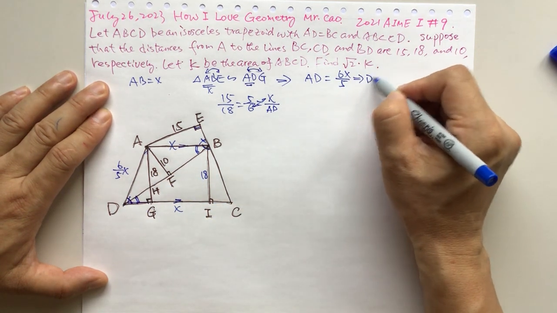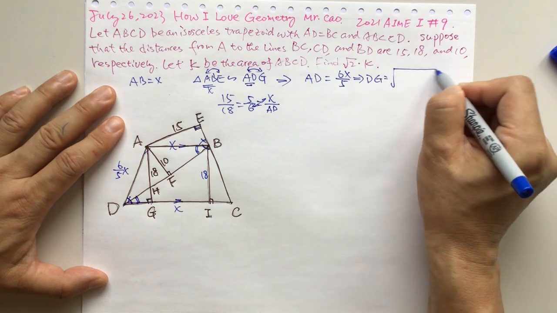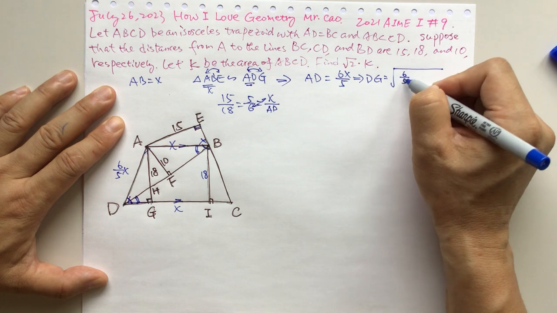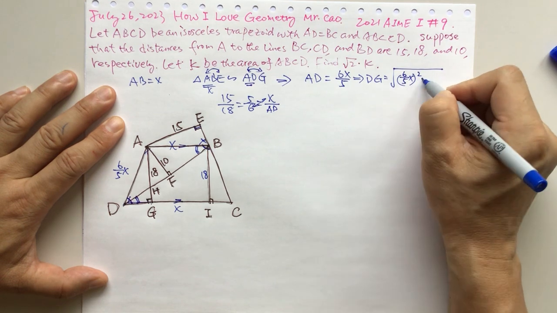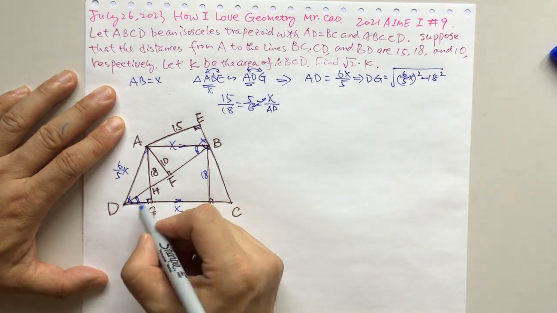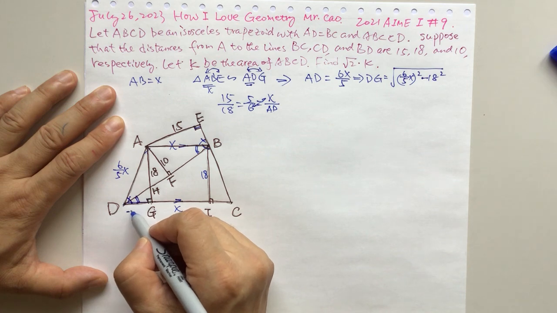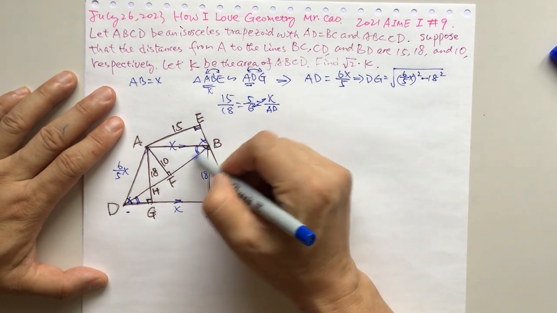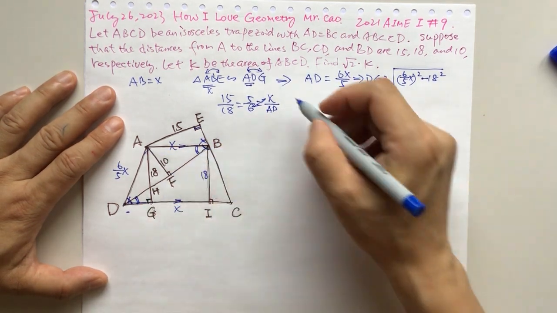Then what will DG be? DG equals the square root of (6/5 x) squared minus 18 squared, right? That's DG. If we get DG, now we will use the other similar triangle.